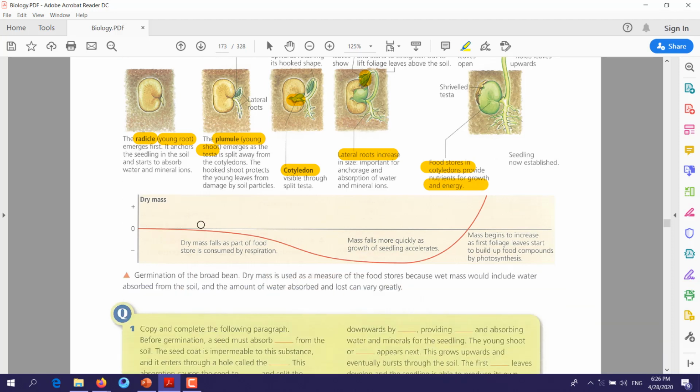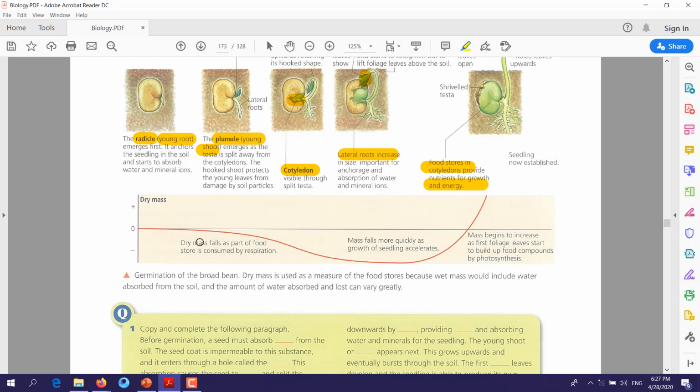This graph shows the change that will happen to the dry mass of the seed. What do you mean by dry mass? Dry mass is the embryo and the cotyledon of the seed. Now, what will happen? Here it starts with the mass. Then when the seed starts to germinate, the mass of it will decrease.